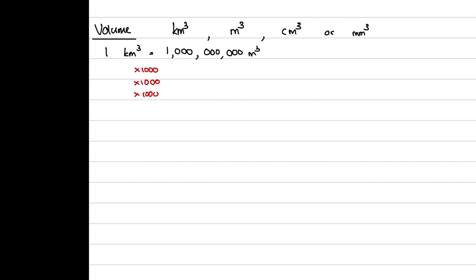Okay? So if you want to convert 1 cubic meter to cubic centimeters, it's the same. You multiply by 100 3 times. 1, 2, 3. 1 million cubic centimeters. 1 cubic centimeter, change it to cubic millimeters, times 10 times 10 times 10. 1,000 cubic millimeters.